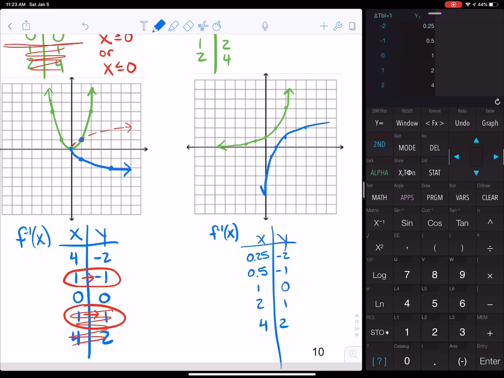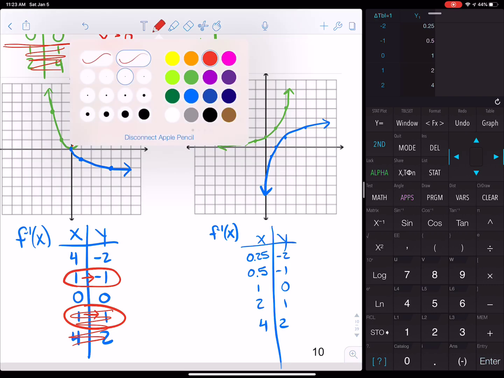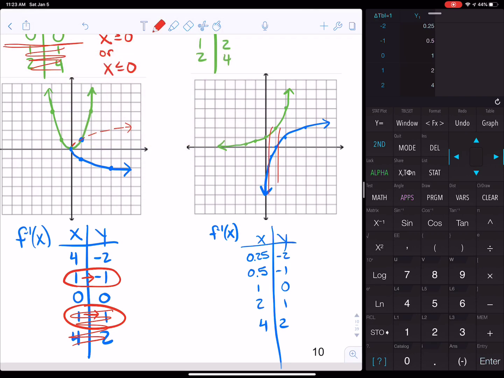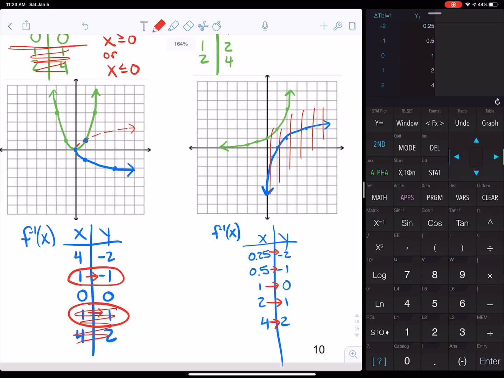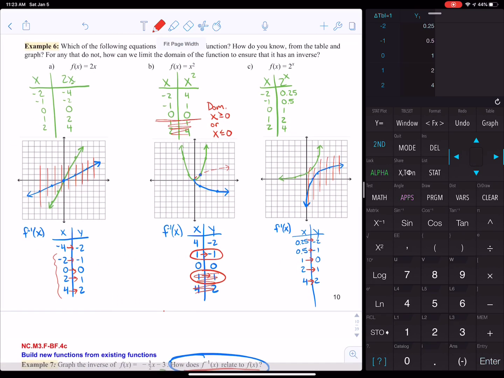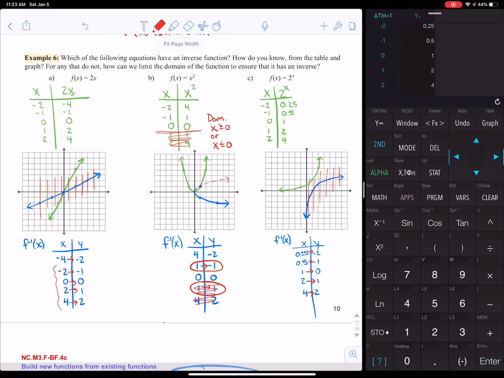And draw that graph. So that inverse function is a function for the whole domain. We don't have to limit it. It passes the vertical line test. We can also see that each x in our table has a unique y that it is paired up with. So that one is a function as is. And that is the end of example 6.